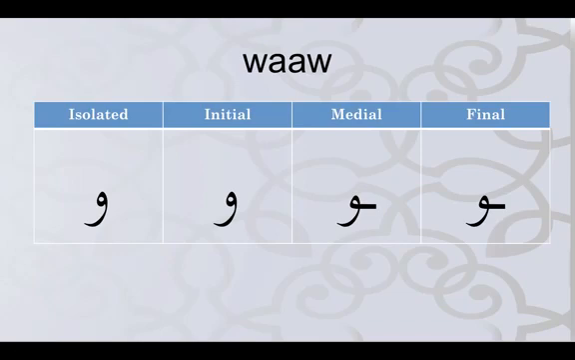Next is the letter waw. This is one of the two long vowels. And the isolated form you've already learned about. It's on the left-hand side. Its isolated and initial forms are identical to one another. Its medial and final forms are identical to one another. This letter is the letter waw.